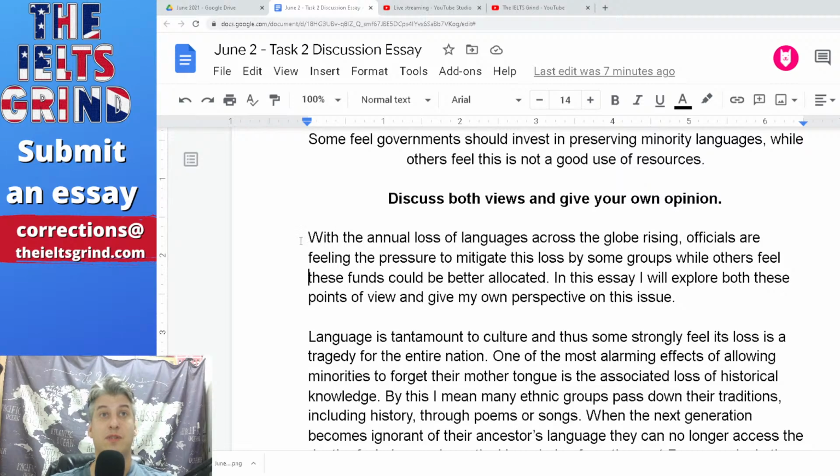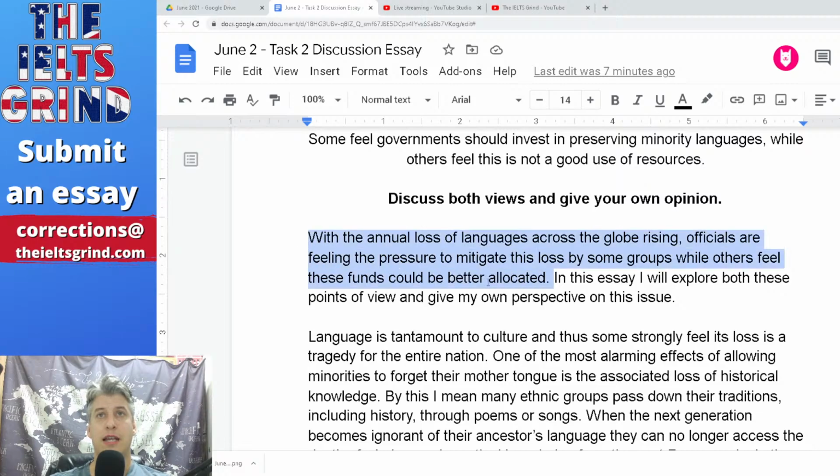So, with the annual loss of languages across the globe rising, officials are feeling the pressure to mitigate this loss by some groups, while others feel these funds could be better allocated. In this essay, I will explore both these points of view and give my own perspective on this issue. So again, you can go and have a look at the document. The link is in the chat, the link is in the description. You can come and read this yourselves if you want.